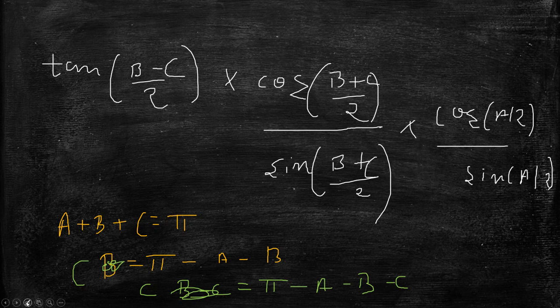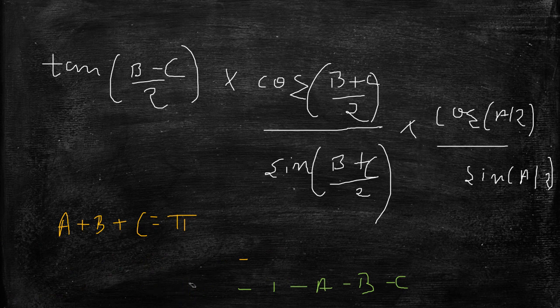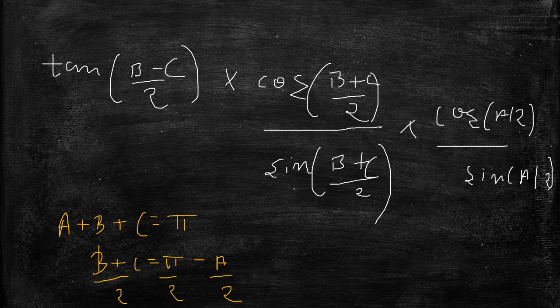So let me write this down again. My A plus B plus C is pi. So I can write B plus C as pi minus A, and I will divide this by 2 to get (B plus C) by 2 is equal to pi by 2 minus A by 2. Okay. Now I will substitute the value of (B plus C) by 2 in both of these.